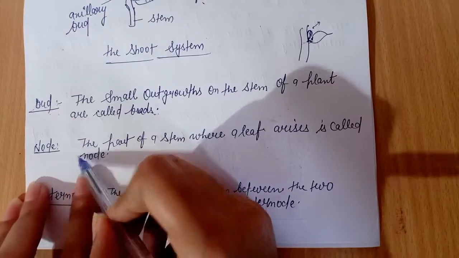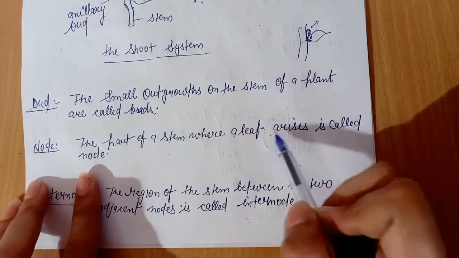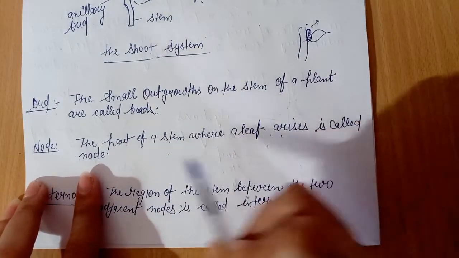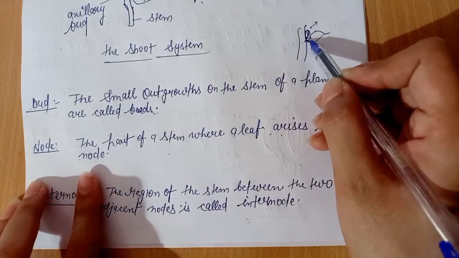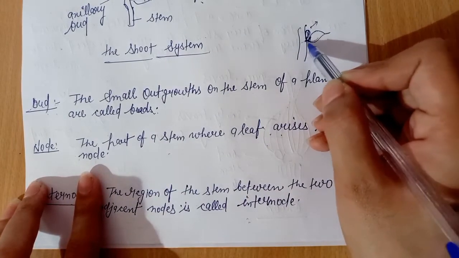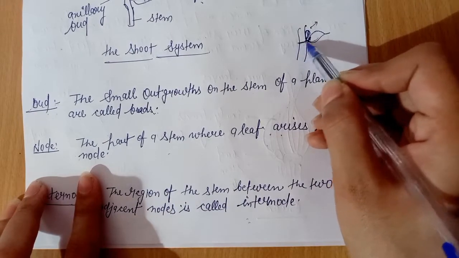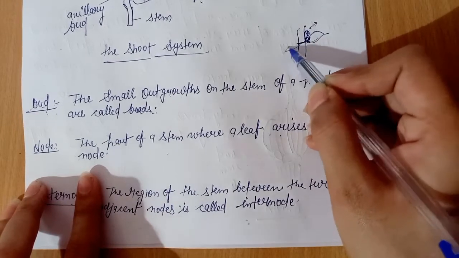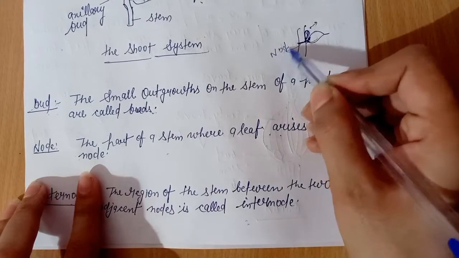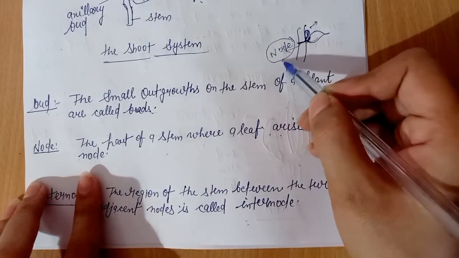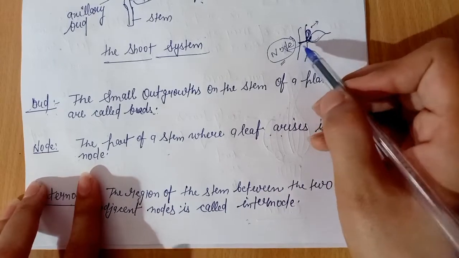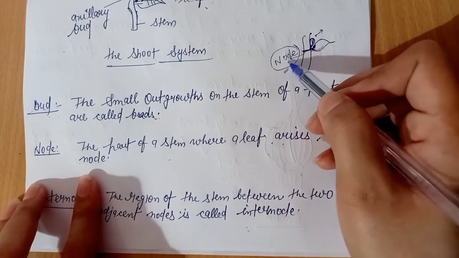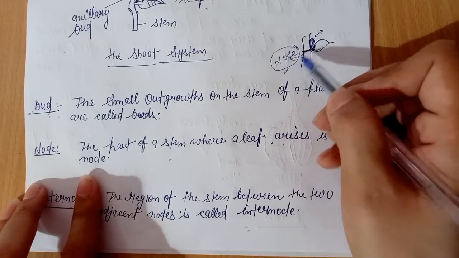What is a node? The part of a stem where a leaf or new branch arises is called a node. This leaf has developed from this region. So this region we call a node. A node is the region of the plant where new branches, new leaves and new flowers develop. That part we call a node.